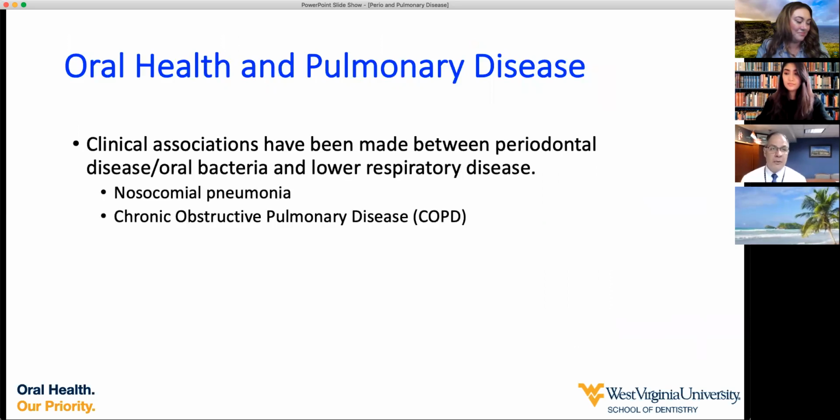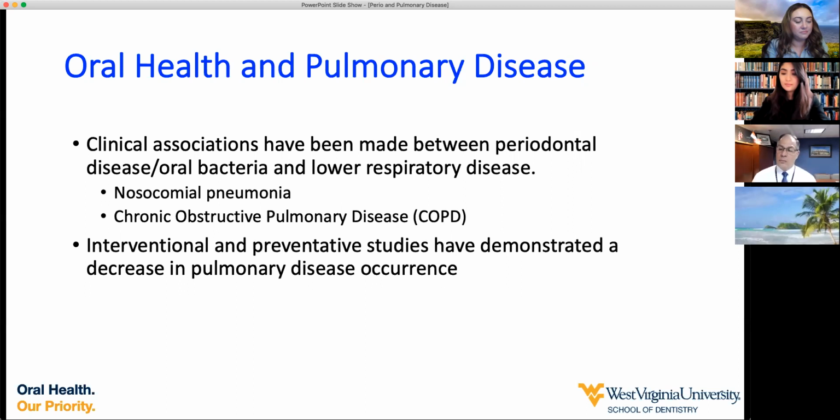So when we think about oral health and pulmonary disease, there have been clinical associations made between the periodontal disease and the bacteria that cause periodontal disease and the lower respiratory diseases, specifically nosocomial pneumonia and COPD. And what they've demonstrated is that if you intervene or you prevent the ability of the bacteria from the mouth from colonizing the pulmonary system, you can actually prevent this quite effectively.